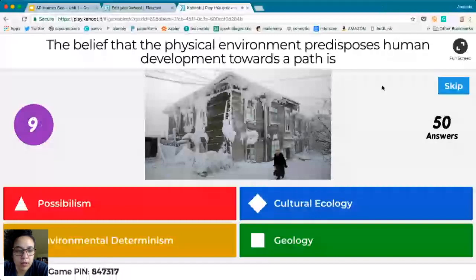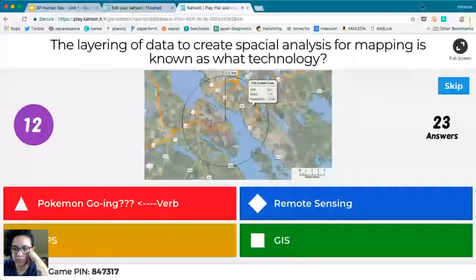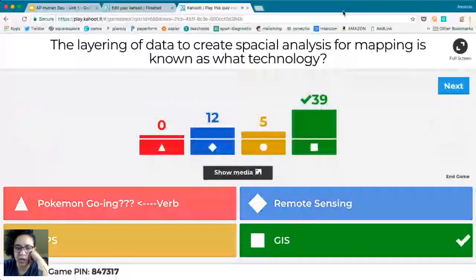Boom, good job. So this is environmental determinism. That's also something we'll talk a little bit more about later. All right, 6 questions left, y'all. Nice. Good. So GIS is all that layering, and GPS is more about your position.